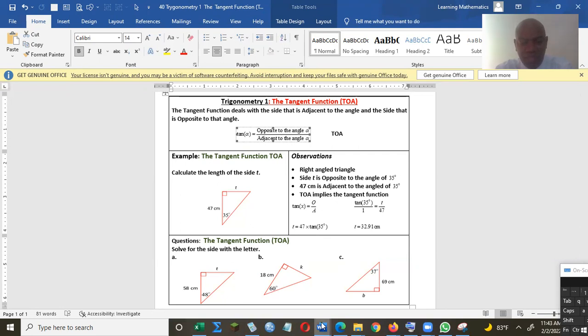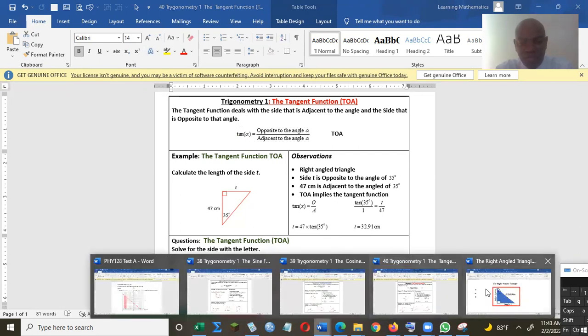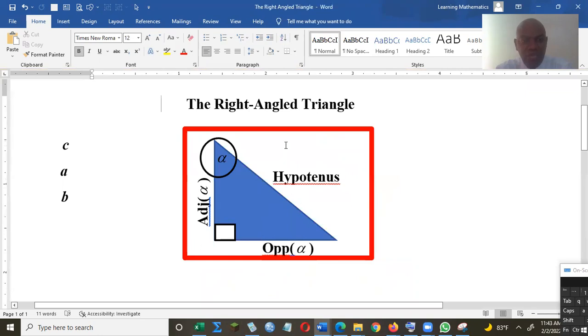So always bear in mind the proper labeling of the right angle triangle in order for you to use SOH, CAH and TOA in your solution of the right angle triangle.